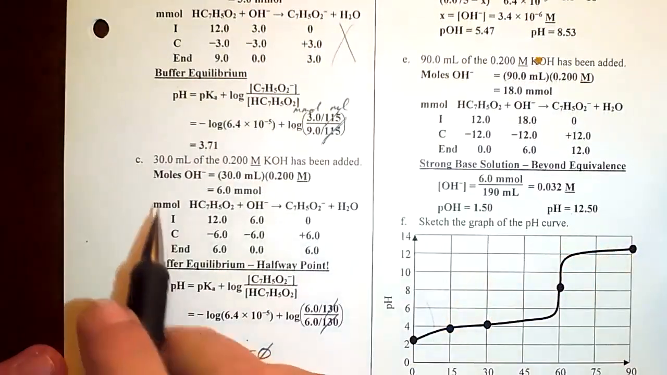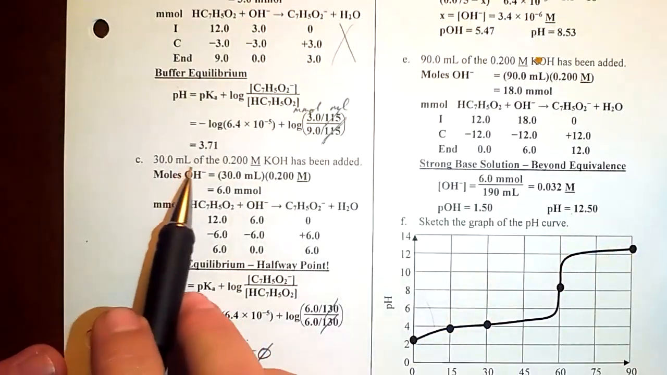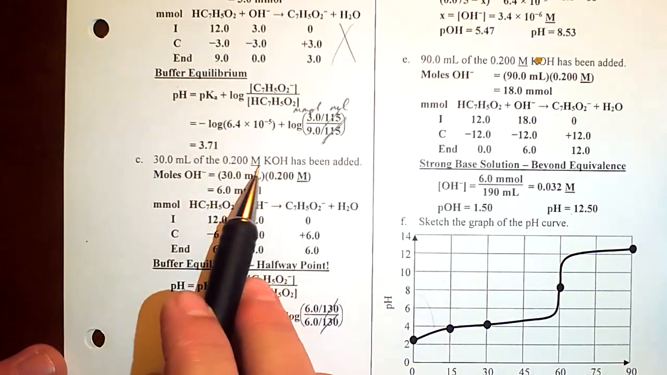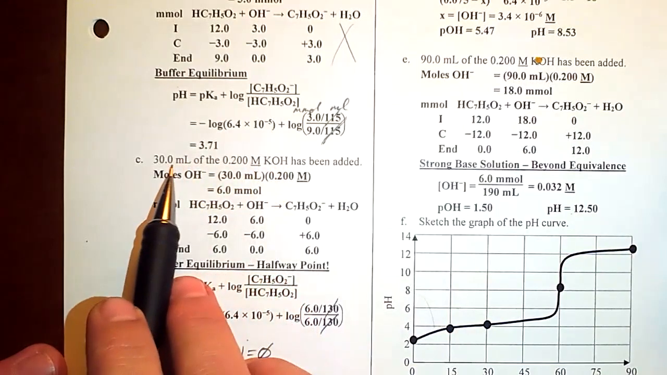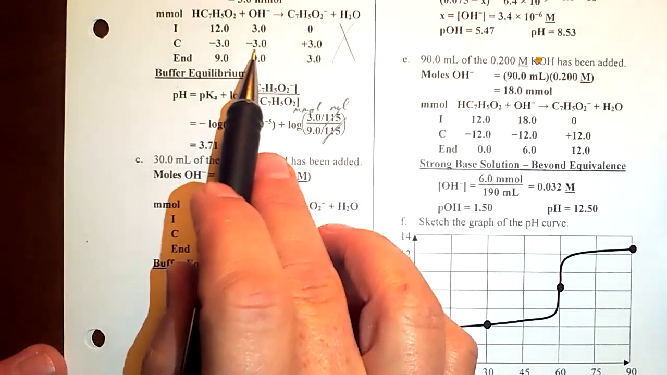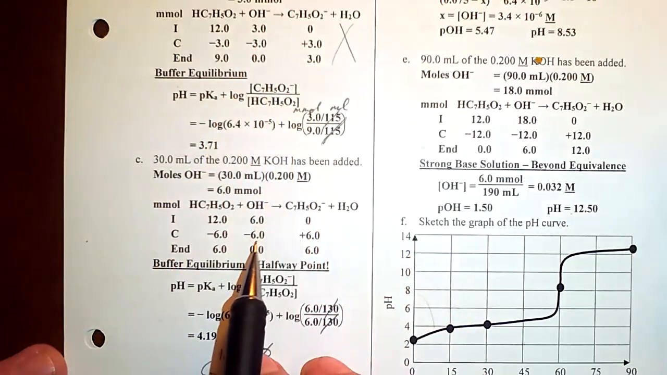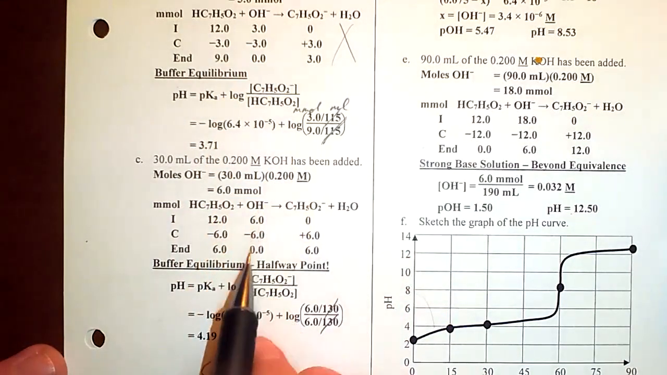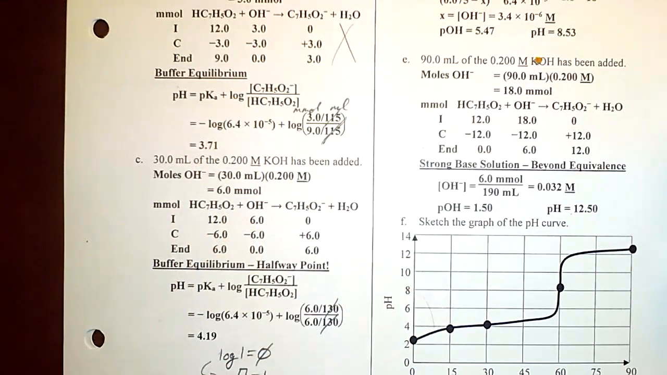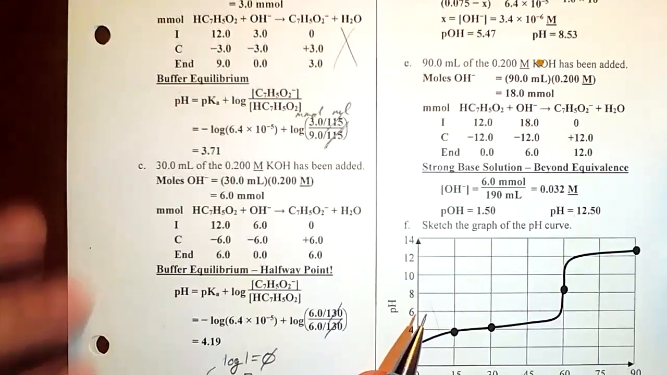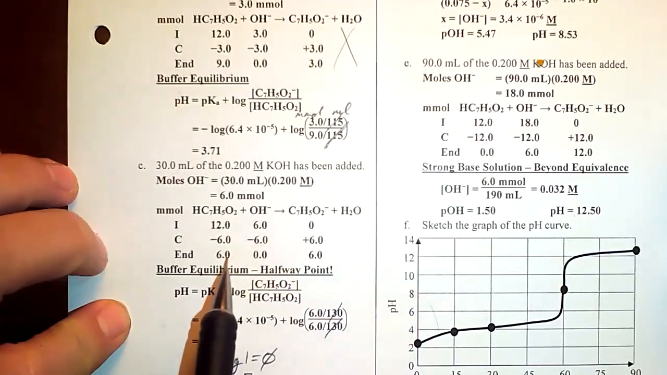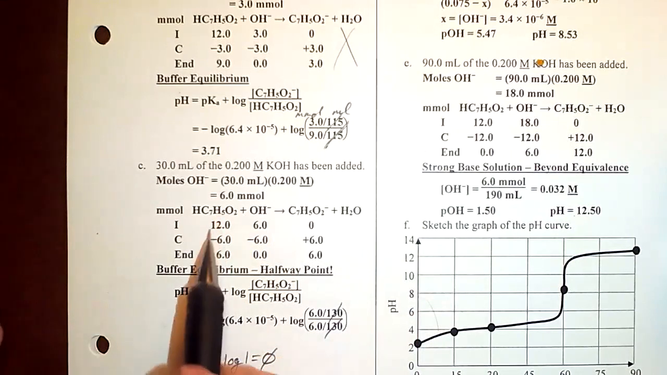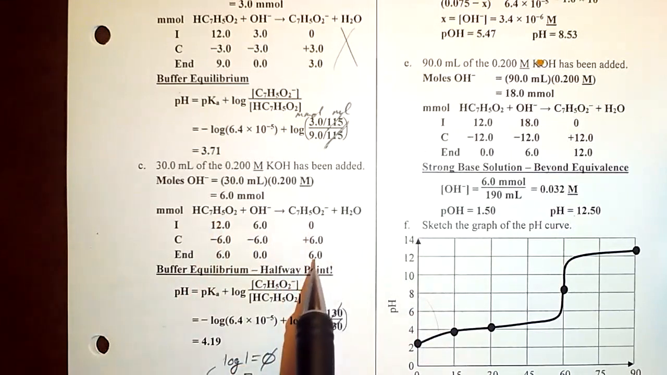In this case, we're going to use double the amount of the KOH. It's still the same molarity. We're going to use double the amount, which means instead of 3 millimoles, we're going to use 6 millimoles, and 6 of this will burn up 6 of that. Now we have none of this left again, but 6 of this and 6 of that. We have our standard buffer amounts. We have the half equivalence point. We have equal amounts of the acidic version, the weak acid, and the conjugate base.